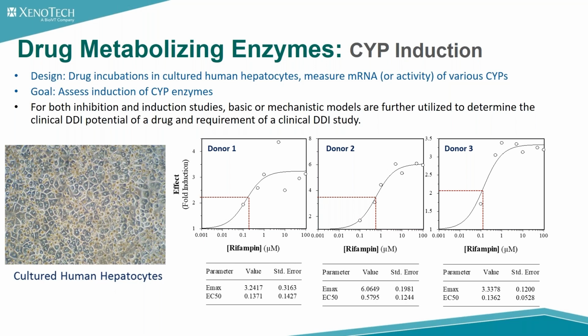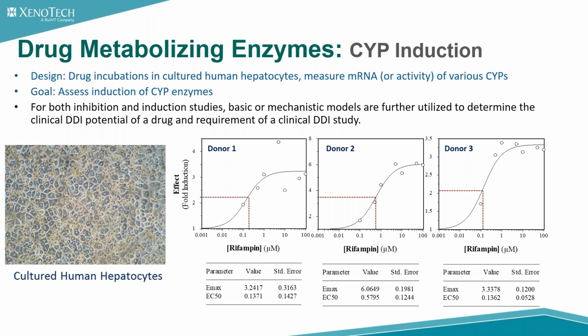Again, these are just examples of 3 induction plots. Each of these plots is set up the same. Each one comes from a different donor. We have the effect or the fold change, the change in messenger RNA, on the y-axis, plotted as a function of increasing concentrations of the drug on the x-axis. And you can see by plotting it this way, using 7 concentrations, if induction is observed, we can calculate an Emax and EC50 for each culture.